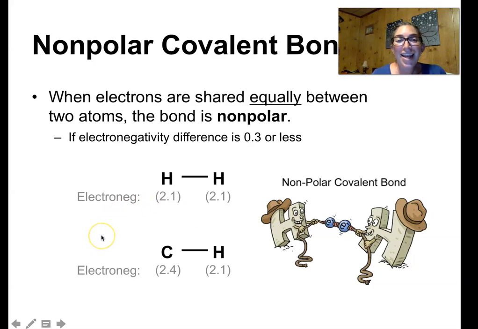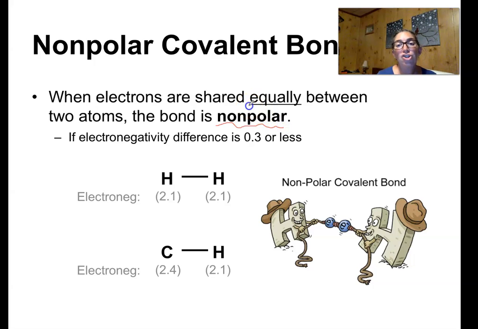Okay, if we look at an equal sharing situation, we've got 2 hydrogens. All hydrogens have the same electronegativity. So if you have 2 of the same element, no matter what the element is, bonded together, they will pull equally. Carbon and hydrogen have slightly different electronegativities, but carbon is not that much stronger than hydrogen, so we still say that they share pretty evenly. So when the sharing is even, or the electronegativity is pretty close or the same, we call that a nonpolar bond.